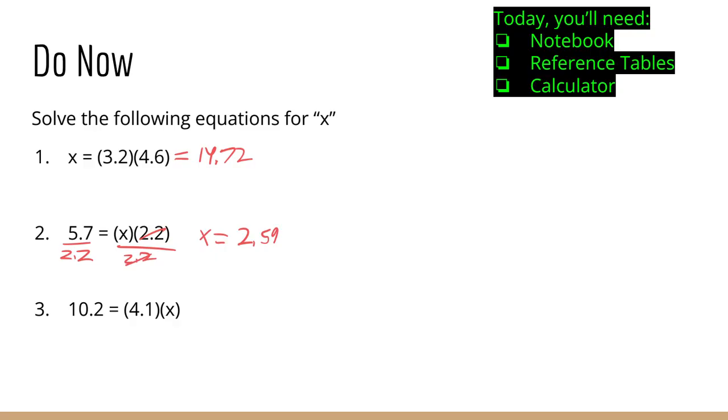Question three is exactly the same steps. It's just the x and the 4.1, the x and the number are switched from what it was in number two, but the math is the same. We divide both sides by 4.1, and we get x is equal to 2.49. And for today's math, that is the extent of the actual math that we'll be doing. The hardest part today is figuring out what numbers and what variables to use where.